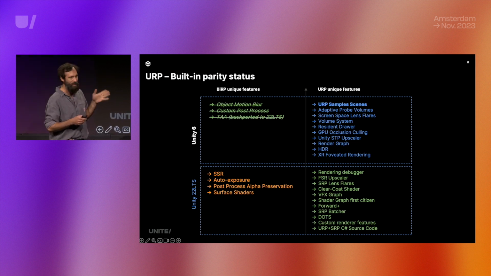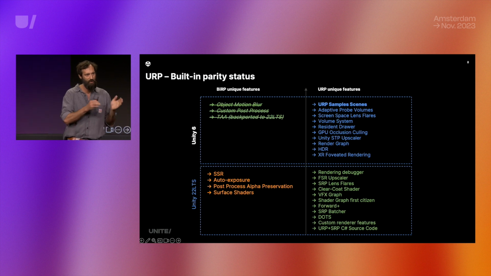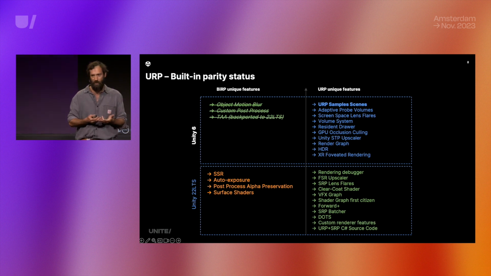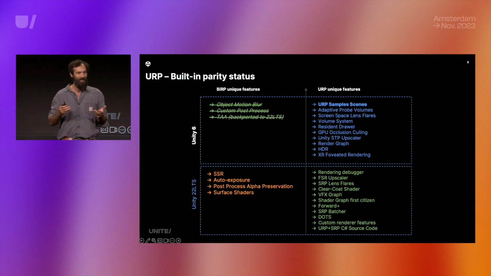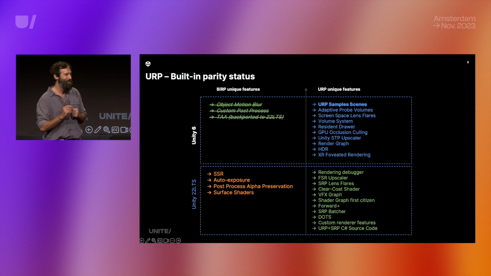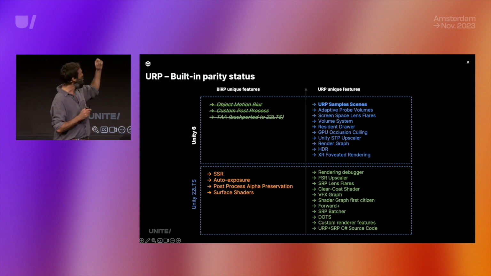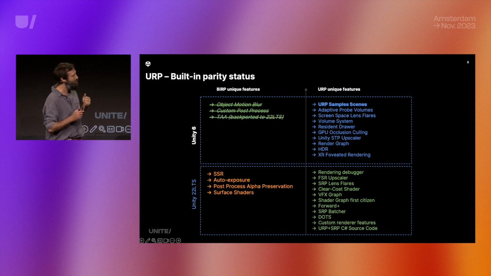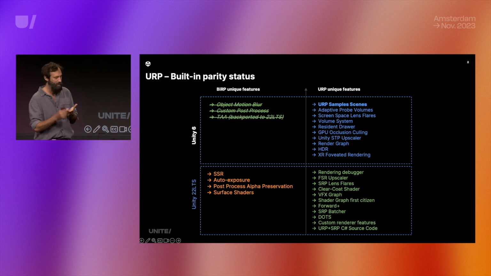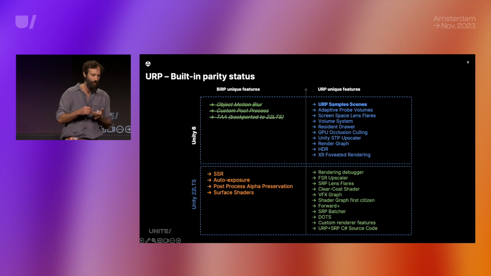We see that we still have a few features which are not in URP, like SSR, auto exposure, post-process alpha preservation, and surface shadows. Each time, people like you complain, very often about this, and we can discuss after this if you want. And then we addressed some of the disparity in Unity 6, like with object motion blur, custom post-process, and TAA, which has been backported to 22 LTS.